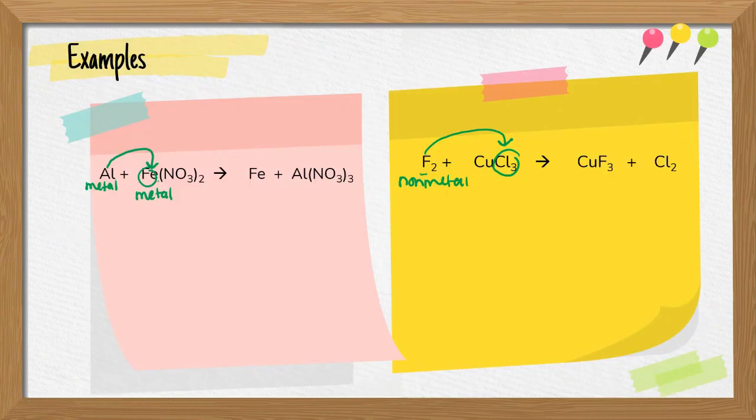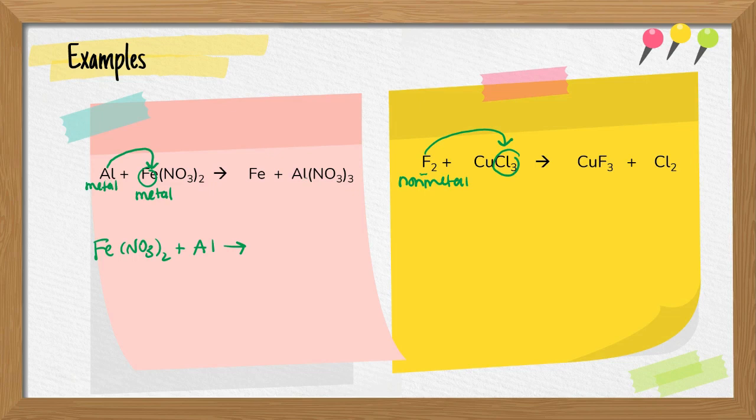So you have to check that first element that's by itself and see if it's a metal or a nonmetal. By the way, guys, these could be written the other way. It could be written like this: Fe(NO3)2 plus Al. It doesn't matter if you put the compound first or the element first. So either way is okay. Don't expect the element to be the first thing written. All right, so let's go back and balance this.